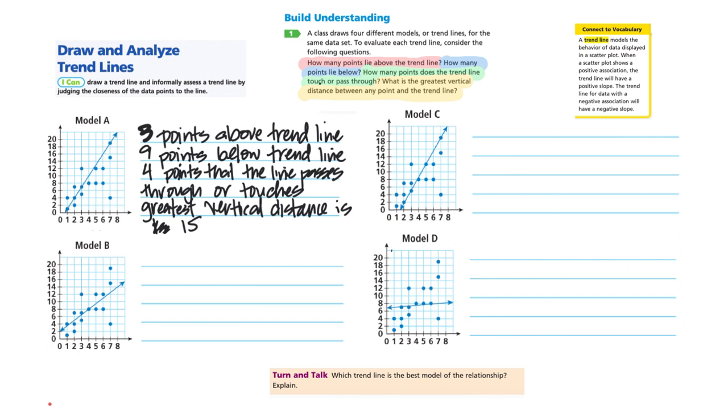So model B, how many points lie above the trend line? So in B, we can count 1, 2, 3, 4, 5, 6, 7, 8, or you could consider this one touching, and put that in the passes through. So your answer again may be different, but let's just look at the ones that it passes or are really above it and it doesn't pass through or touch. So we would have 6 points above.